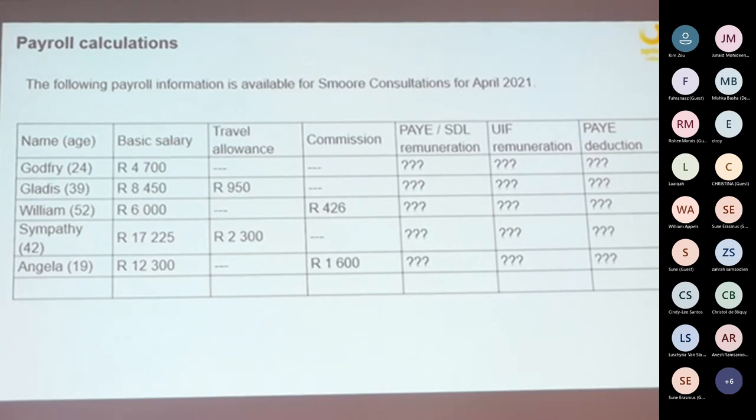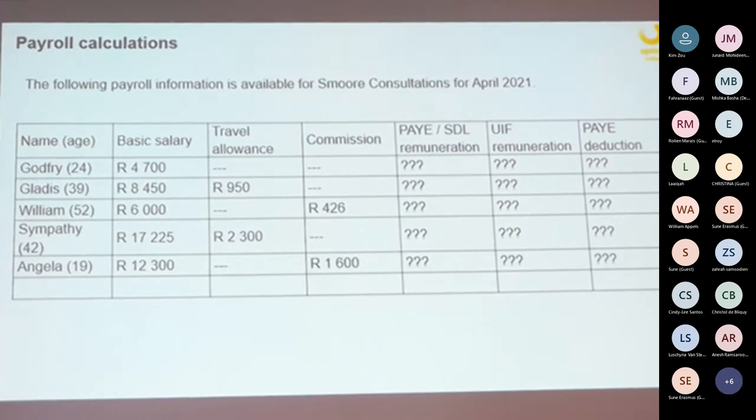William received commission. Basic salary 6,000, commission 426. No travel allowance, no car allowance. I think the car allowance was for Angela. Okay, there we go. Car allowance was for Angela. Okay, so we go back to William. Remember to always take note of the age. Age is going to make a difference when you get to rebates. Okay. William. PAYE remuneration. Still young. Okay, he's still young. Cool.